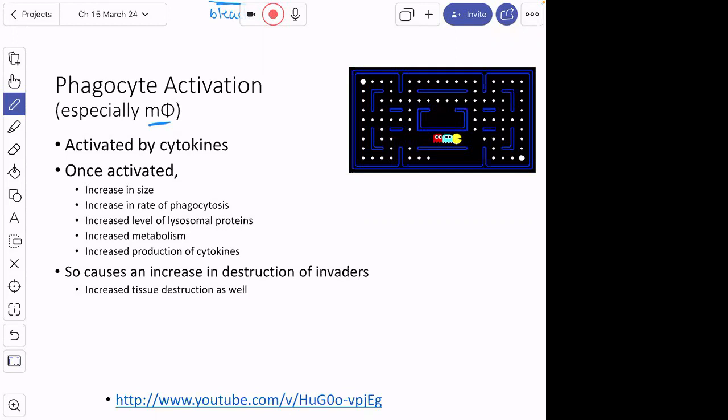Sometimes that's not quite good enough. Sometimes we need an extra level of activity there. So we know that especially macrophages can become activated, and they do this by getting the right kinds of cytokine signals. When they're activated, it's like Pac-Man's eating one of the big dots. When Pac-Man eats one of those big white dots, what do you know happens? He gets bigger, he moves faster, and now he can even eat the ghosts, where he couldn't do that before.